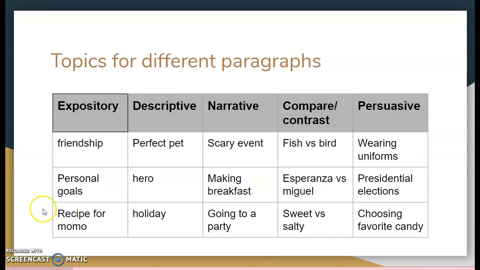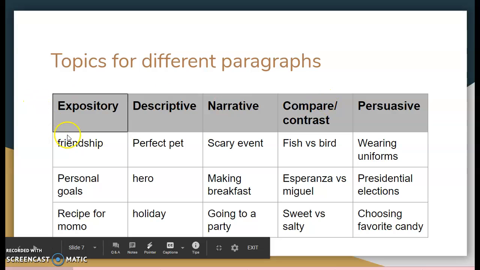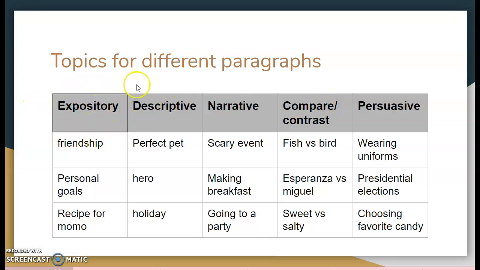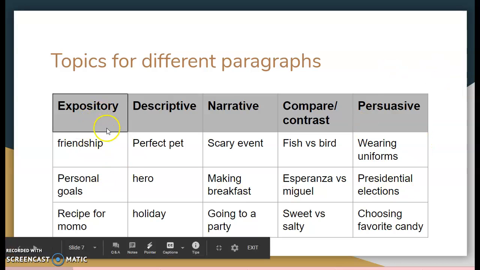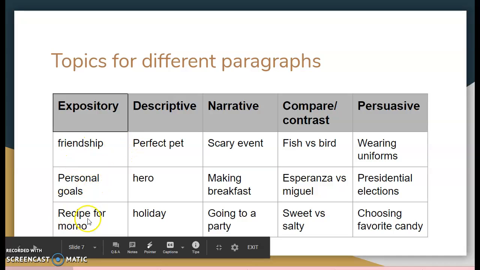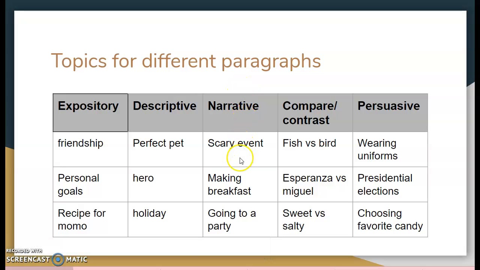So, alrighty, here are our 5 different paragraphs that we talked about. We talked about expository, descriptive, narrative, compare contrast, and persuasive. So here are different topics for each one. Examples of an expository paragraph: you might write about friendship or personal goals or a recipe for Momo, okay? You write descriptive, remember you're describing things. So maybe you're going to describe your perfect pet, or you might describe your hero, or you can even describe your favorite holiday. In a narrative, you're telling a story from beginning, middle, end.